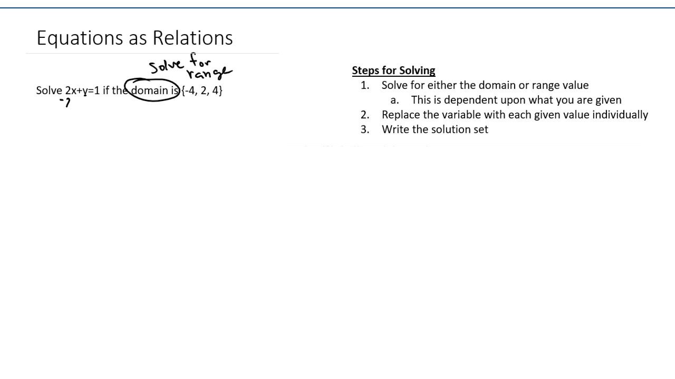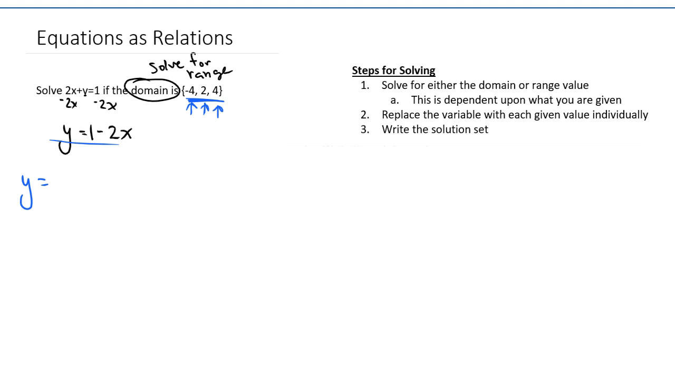So we need to subtract 2x from both sides. So I'm going to say y equals, we could say 1 minus 2x, or we could say negative 2x plus 1, either way. The next step is that we need to replace the variable with each value given individually. So we see that we have these three domain values. So we need to individually take the negative 4, the 2, and the 4 and plug them into this equation here to find the corresponding y value.